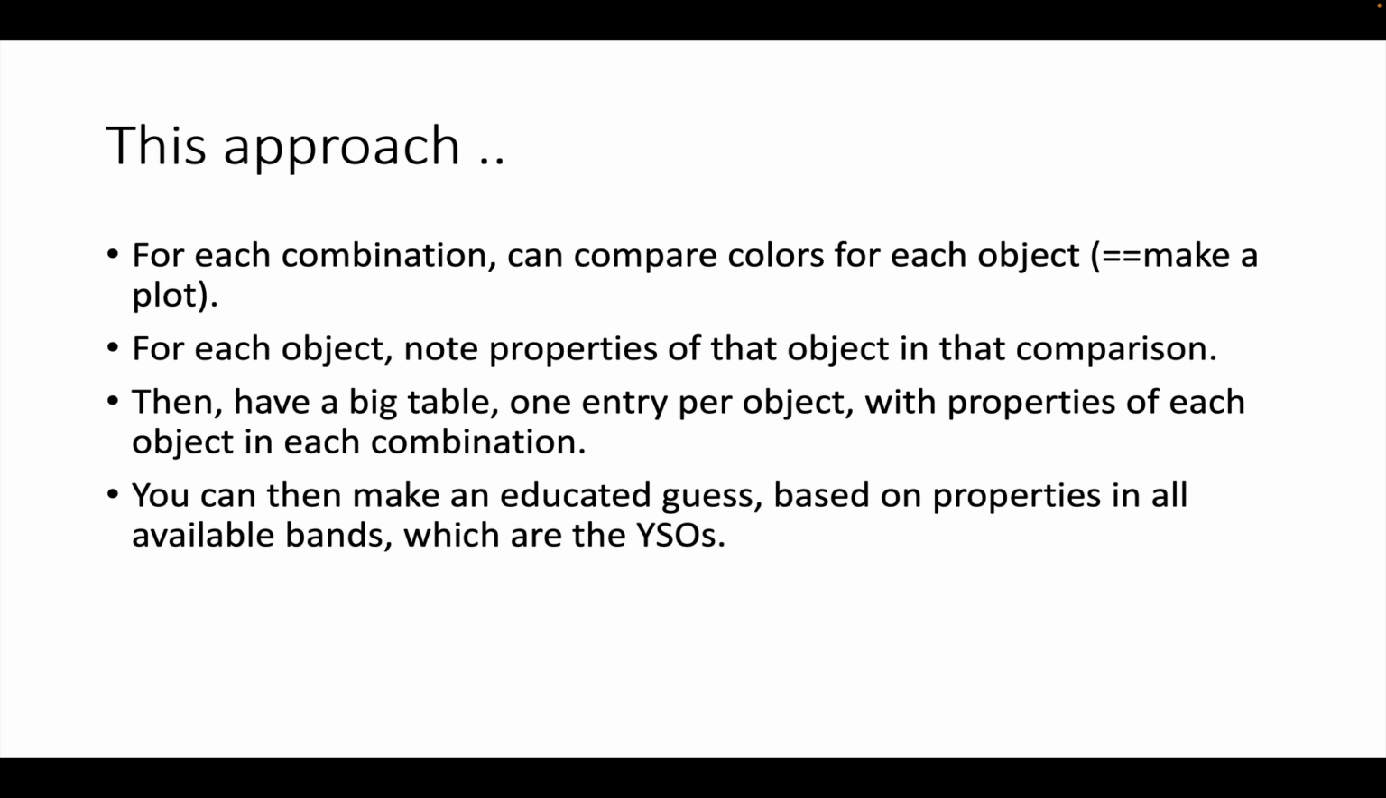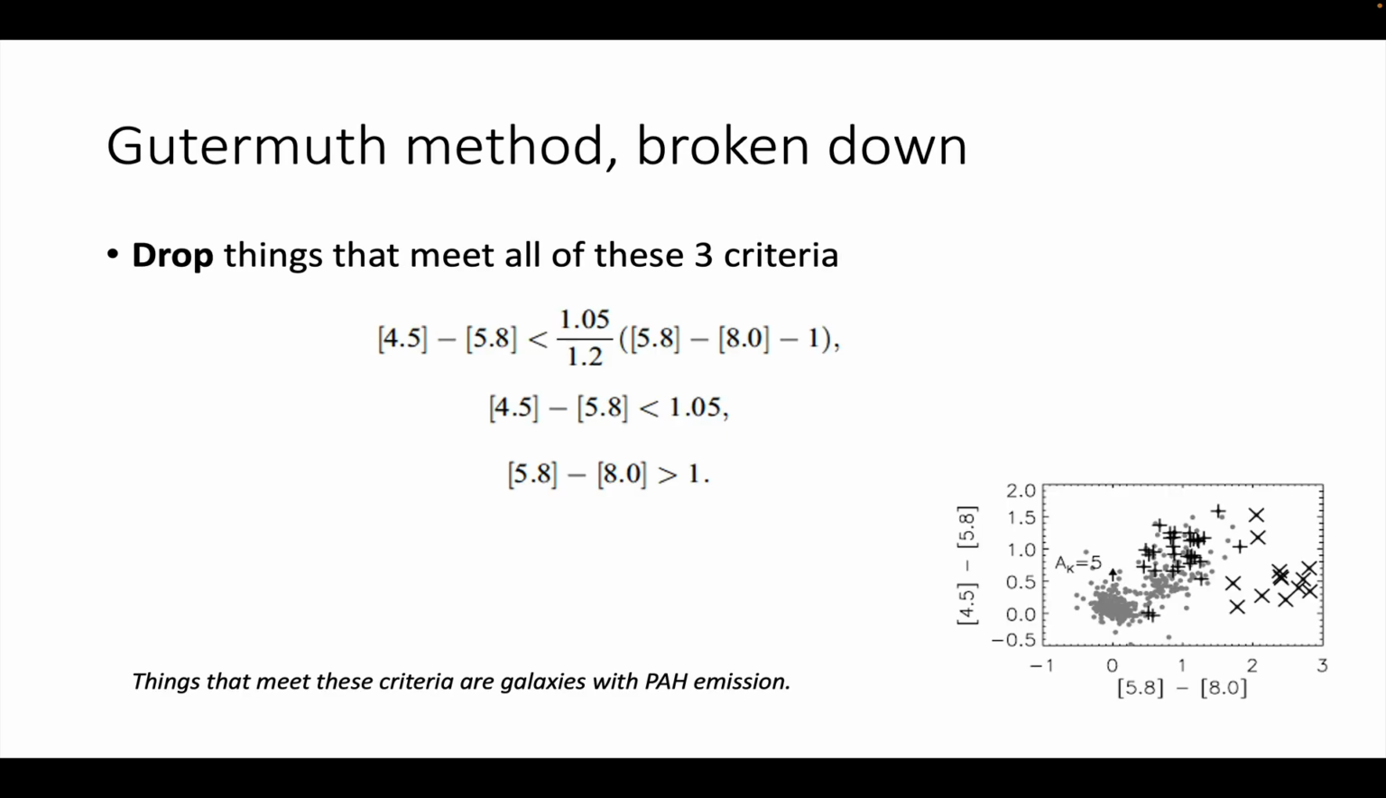Then, for each one of those objects, you end up with a big table with one entry per object that has the properties of each object in each combination that you've checked. Then, based on those ensemble properties, you can make an educated guess based on all of those properties and all of those bands, which ones are the young stars. So, all of the steps look like this.